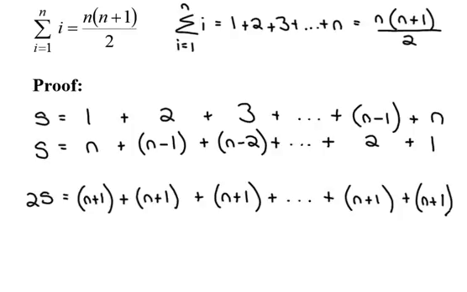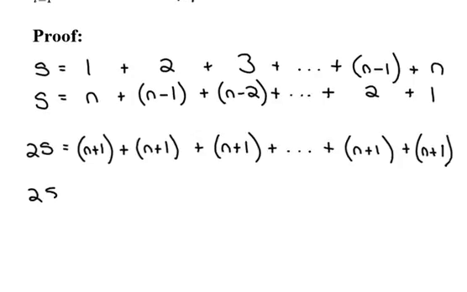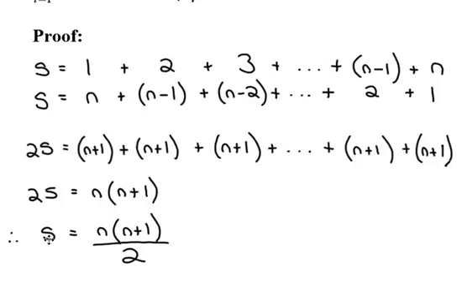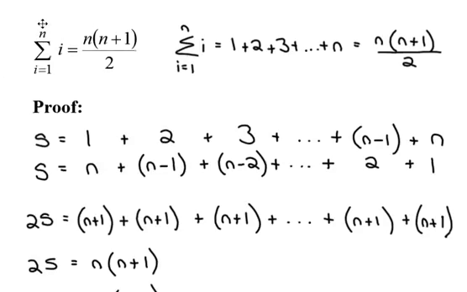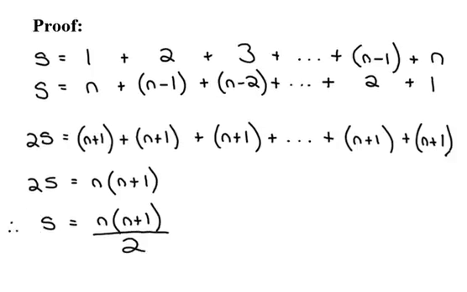Now on the right side, there are n terms. Because we added up our columns and we know that there are n columns, we're going to land up with n terms, and each of our terms is n plus 1. So I can simplify and say, well, 2S is equal to n times n plus 1. Now I want S, my sum, as the subject of my formula, so I divide both sides by 2. Therefore I get that my sum is equal to n times n plus 1 over 2. And what is my sum? Well, that is what I'm looking for. So I've proven what I wanted to prove.